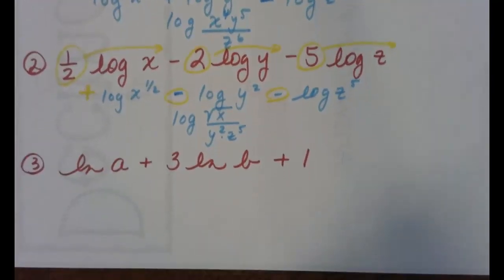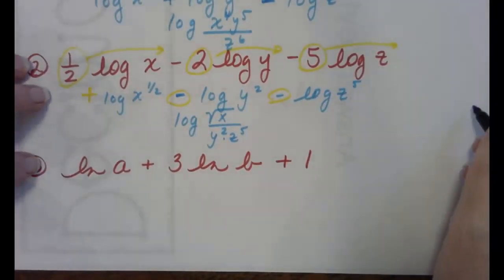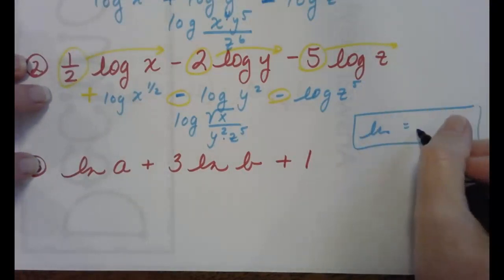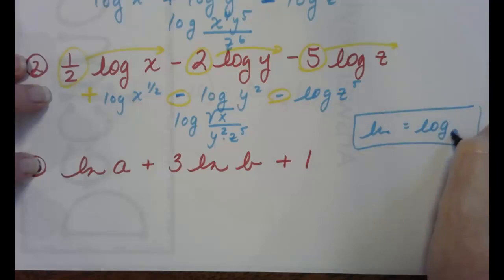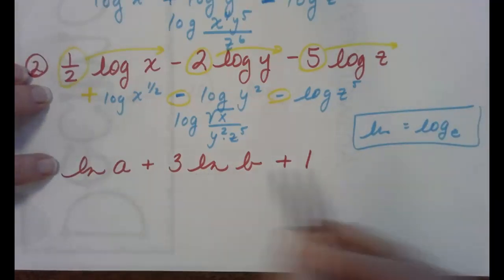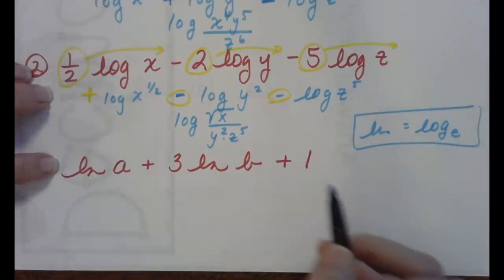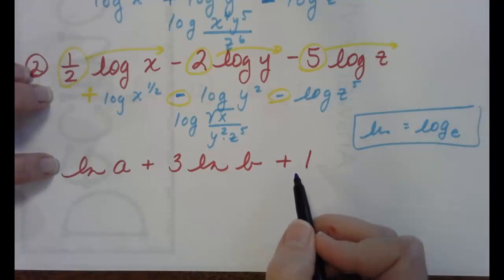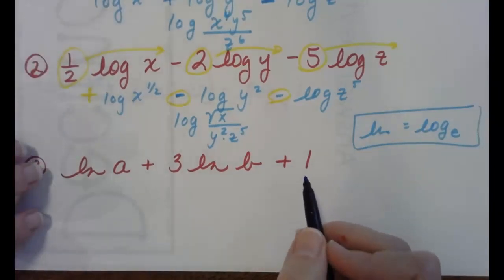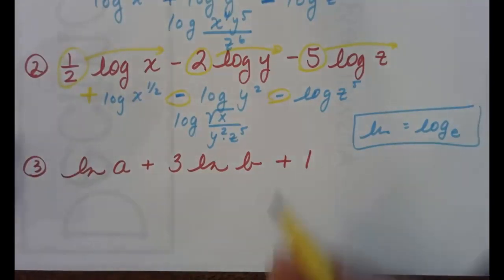The same properties apply to natural logarithms. Please be reminded that ln means exactly the same thing as log base e. So when you see an ln, it's just a logarithm with a base of e. So if we are going to condense into a single natural logarithm, the same rules that we used on 1 and 2 apply here. If it's positive, it stays on the top. If it's negative, it goes to the bottom.